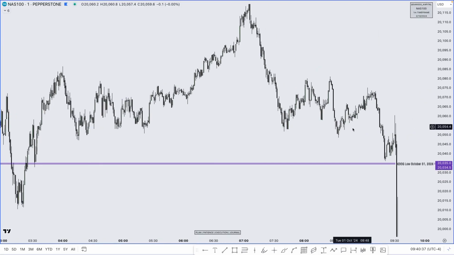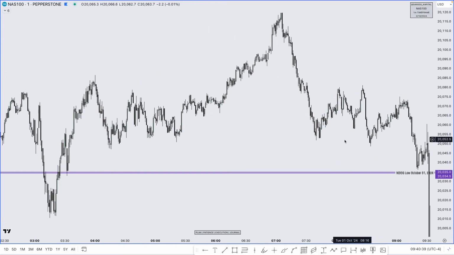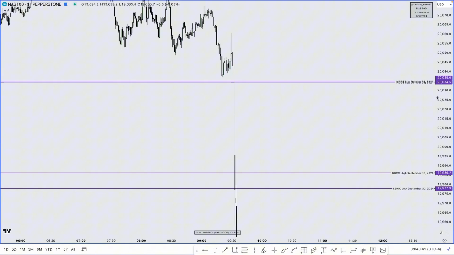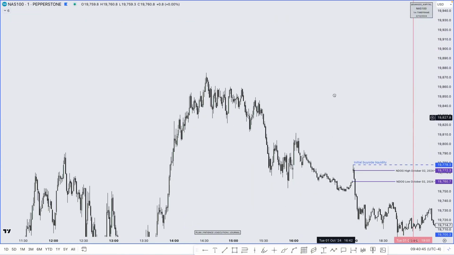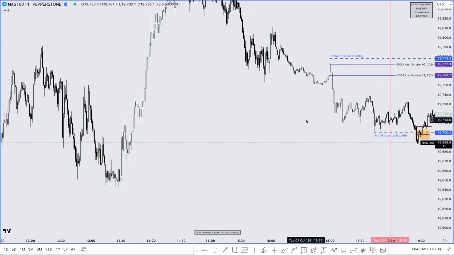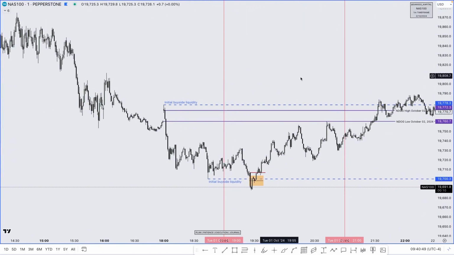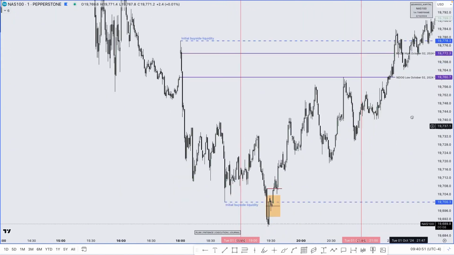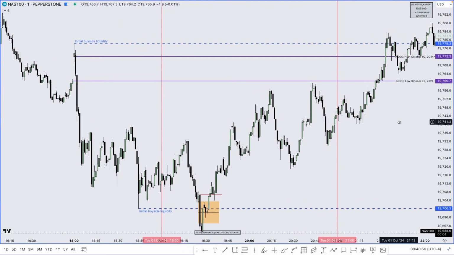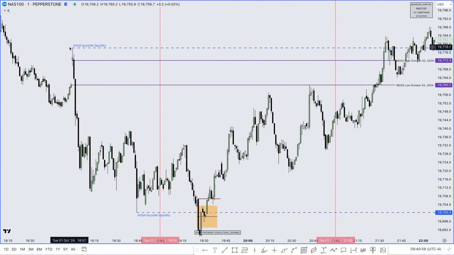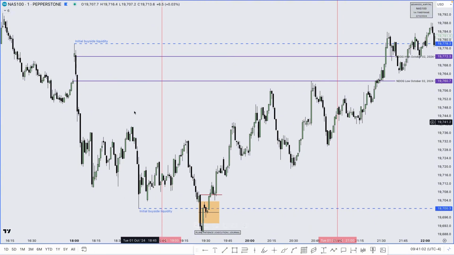It's a money machine, guys. Okay, I think we have something here. We do have something here. Okay, there we go. We do have something here. The highest high between 6 and 7. This is the lowest low, that's the highest high.